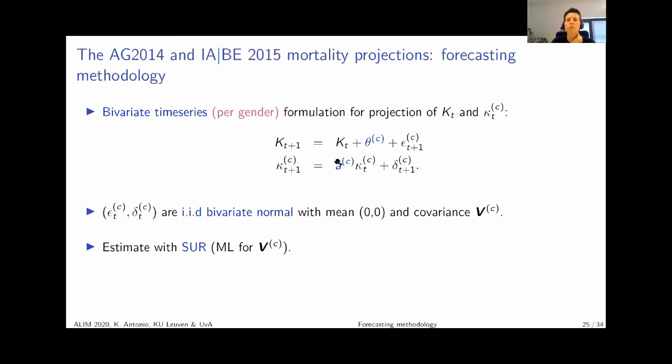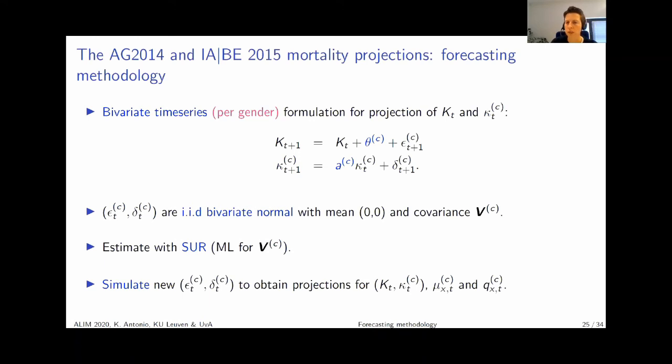We need to estimate the drift parameter. We need to estimate the AR1 parameter. And we're going to do that with maximum likelihood for this bivariate time series model. So that's covered in the literature. We know how to do that.